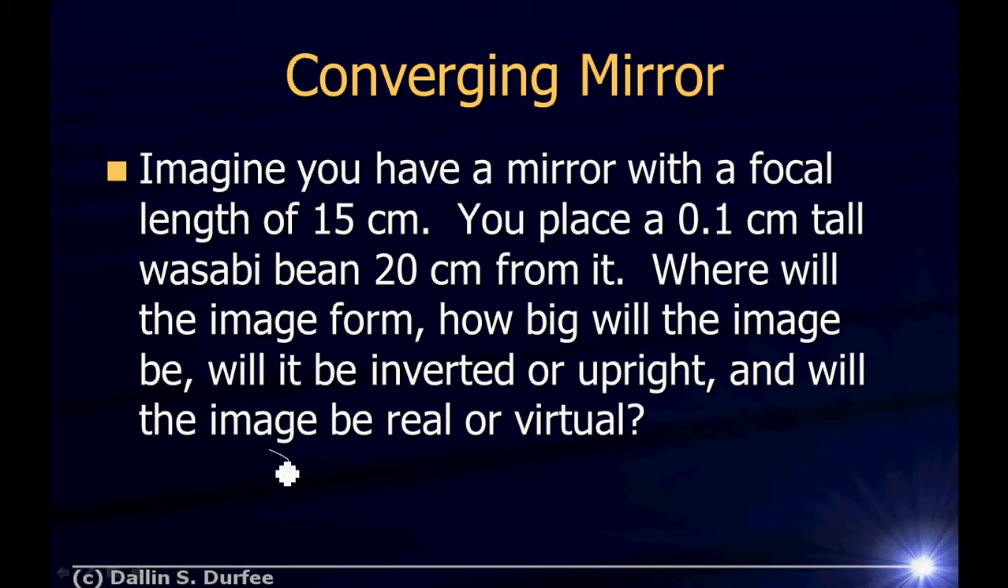So basically, we are given f is 15 centimeters, p is 20 centimeters, and we want to know q. If q is positive, that means that the image will be on the same side of the mirror as the object. If it's negative, it's on the opposite side. The magnification is minus q over p. So if q is negative, that means the image will be upright. If it's positive, it will be inverted. If q is positive, the image is real. If q is negative, it's virtual.